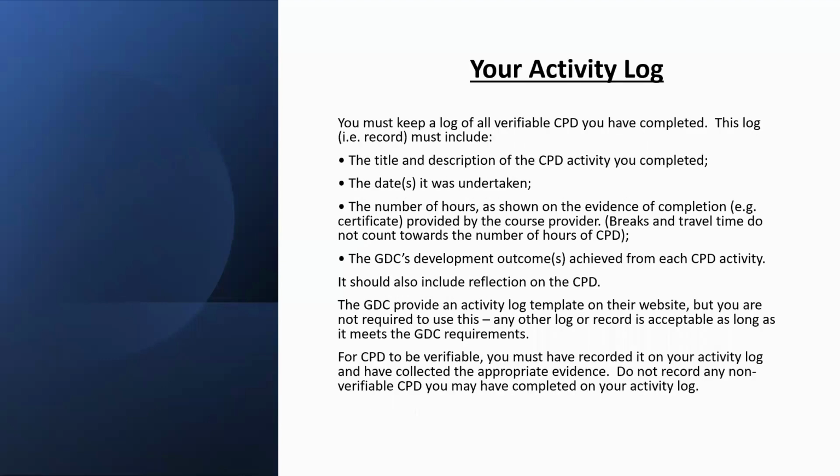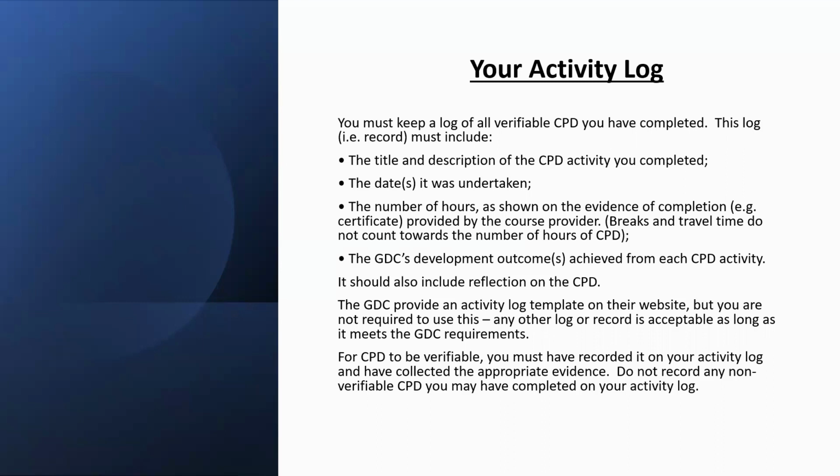So you also have to keep an activity log, which is a log of all the verifiable CPD you have completed over your 5 years. So this log has to include the title and description of the CPD, the date, the number of hours, the GDC development outcomes, and reflection. And we'll look at reflection in a minute. Now, the GDC do again provide an activity log template, but you're not required to use that one. You can use any other.